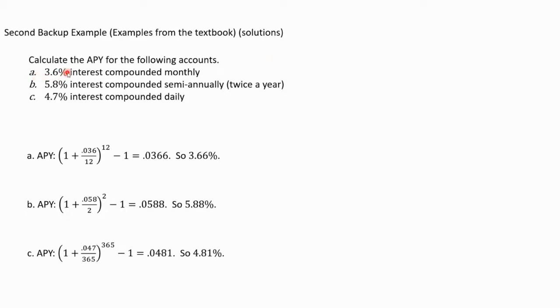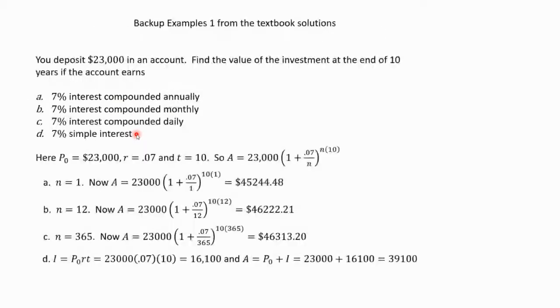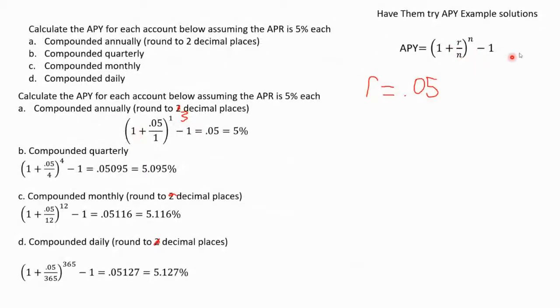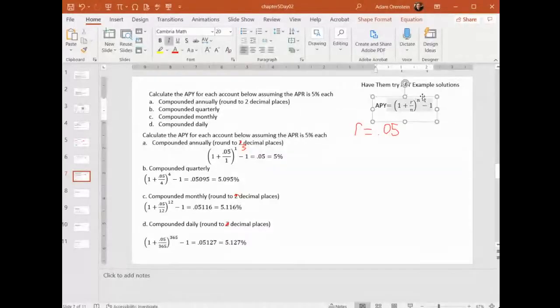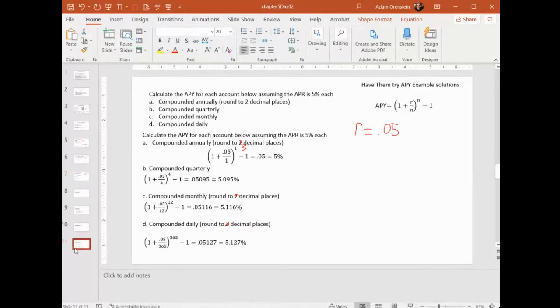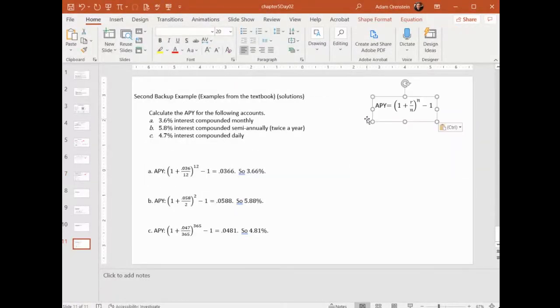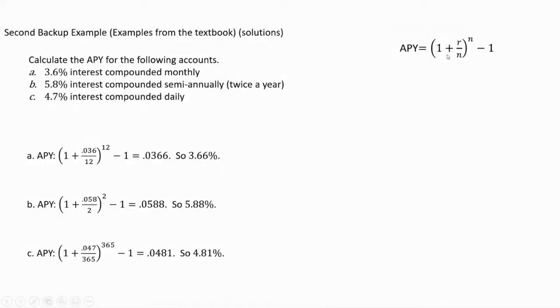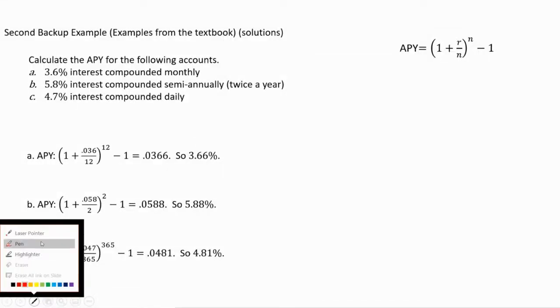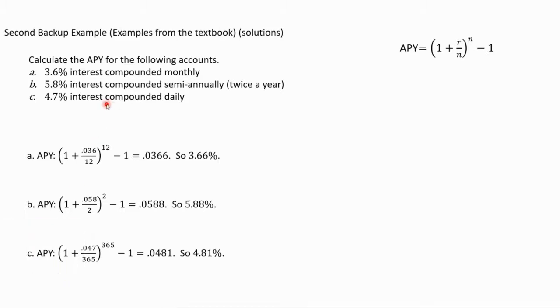Okay, so here we're calculating the APY for each of these three accounts. And again, it's just that formula from before. If you can find it right here, we have 1 plus R over N, raised to the N, minus 1. Again, we don't know the initial investment, but that doesn't matter. And what's nice is we don't need to know it.